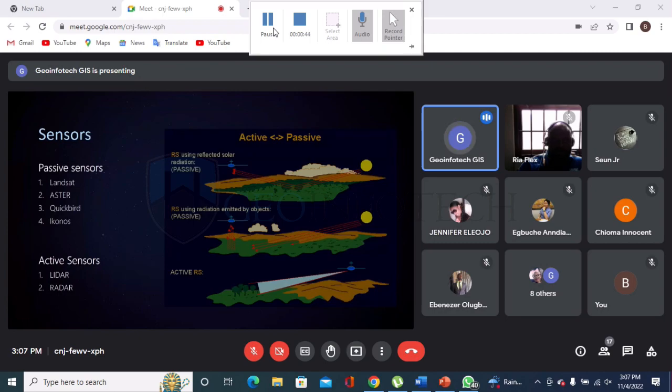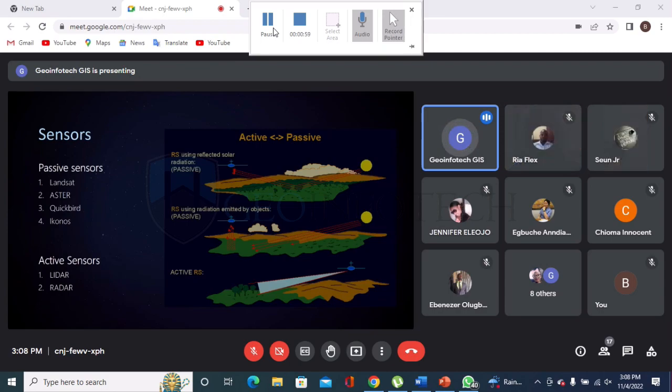So these, I don't know, has anyone ever used Landsat imagery here before? Someone said he has used it, but we can just easily categorize all these as thermal remote sensing.